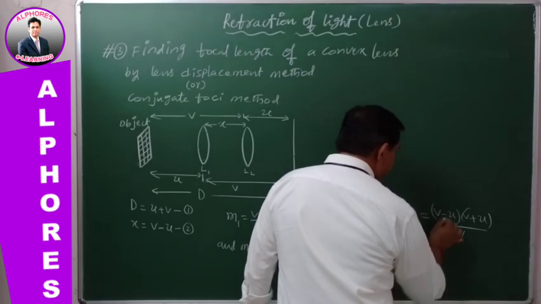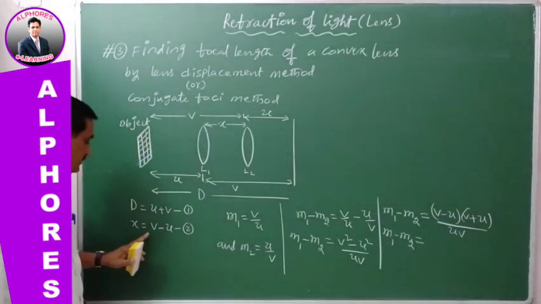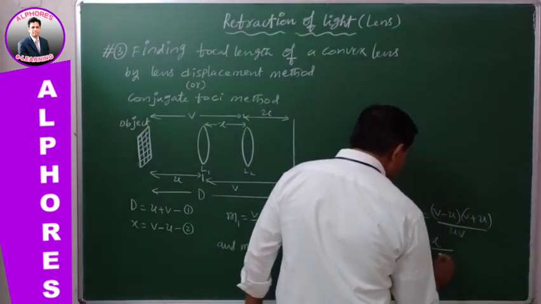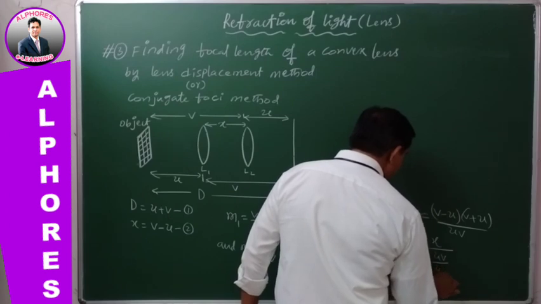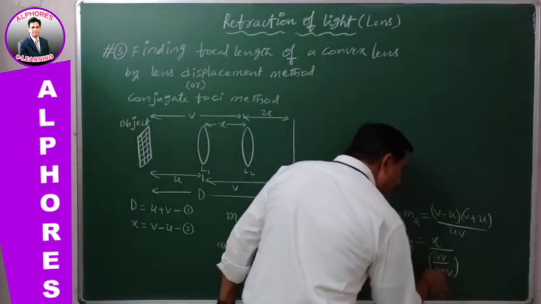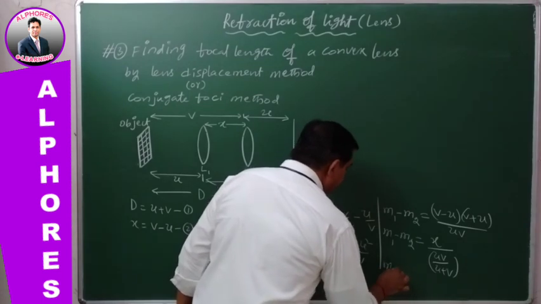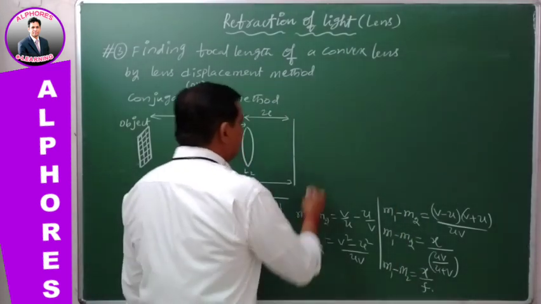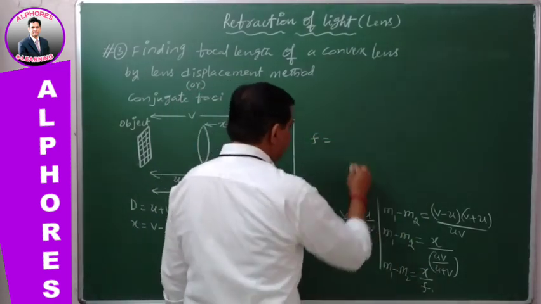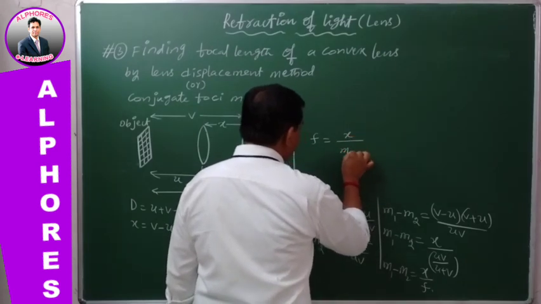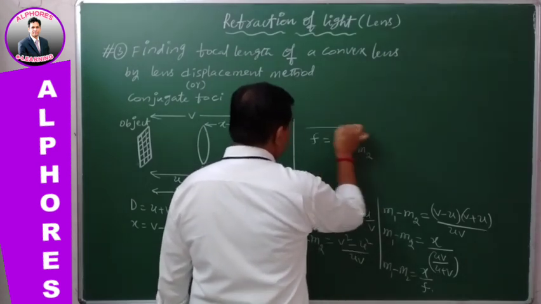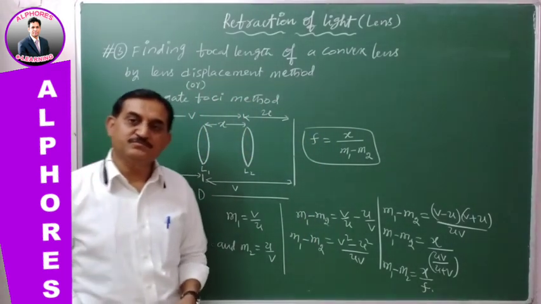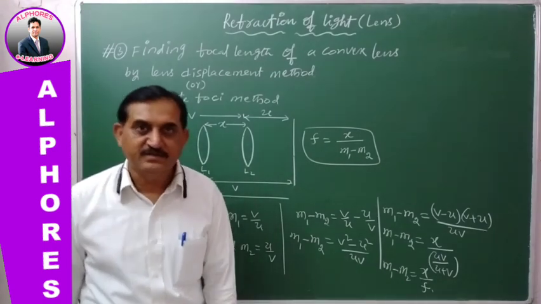V minus U is how much? This is X, so put X here instead of V minus U. Taking down, this is U plus V. What is this value? Focal length. Therefore, M1 minus M2 is equal to X by focal length. And finally, the focal length in terms of magnifications is X by (M1 minus M2). This is your final relation: focal length equal to X by (M1 minus M2). This is also a very important relation.